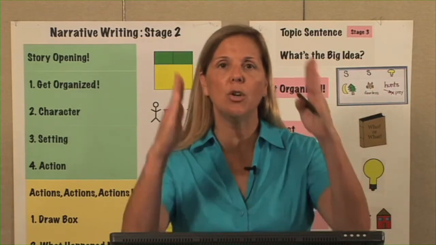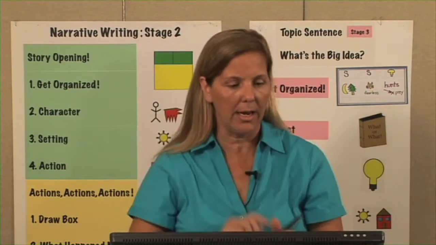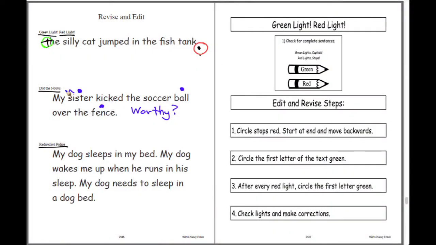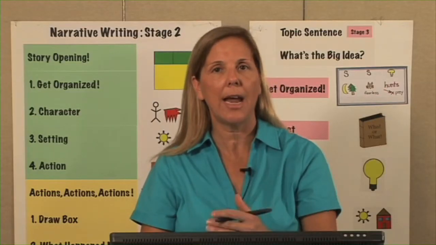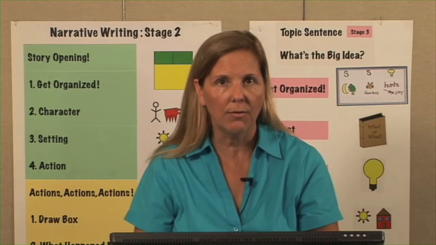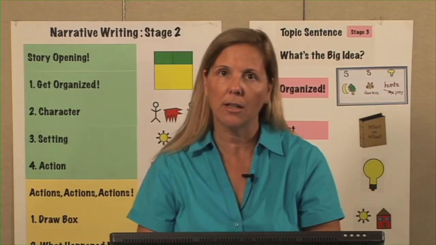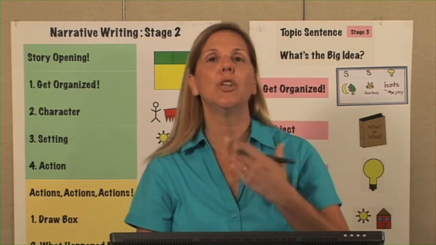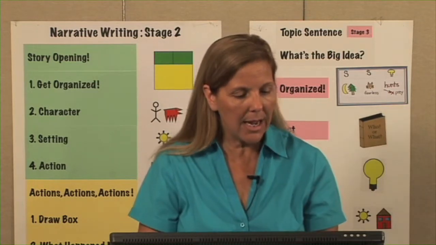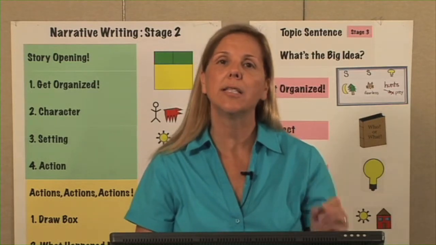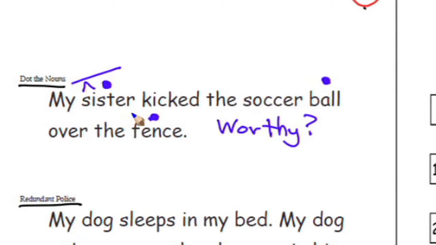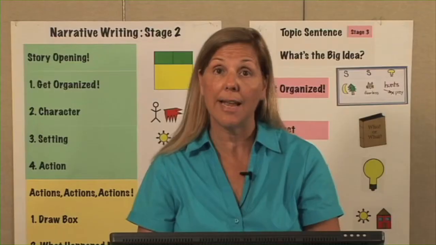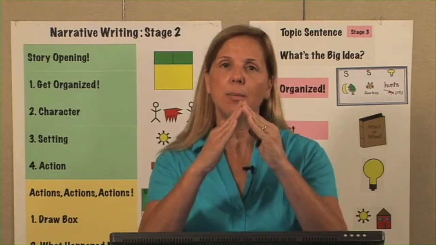Yes. Then what do we do? Draw a caret, add a line. So we draw a caret and a line. So the first step is, is the dotted noun important? And if it is, then we draw a caret and add a line. How do I know if it's worthy or important? I say the noun sister, and then I say it in the sentence. Is my sister important? My sister kicked the soccer ball over the fence. Is she important in that sentence?